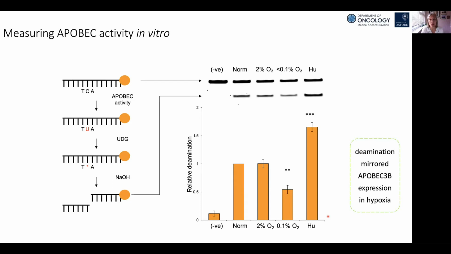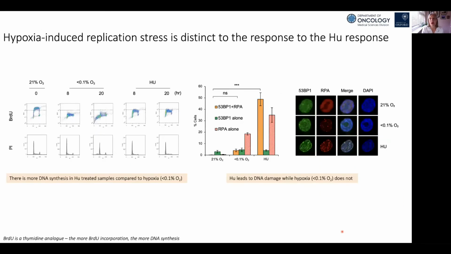And just as with the expression, what we found was, as we expect, it went up with our positive control, which is hydroxyurea, but we saw no increase, and in fact a decrease, when we put the cells in radiobiological hypoxia. We saw no change in mild hypoxia. So it really looks as though the deamination activity is very much mirroring what we saw with A3B. This was somewhat disappointing for our hypothesis, but it also raised another question for us.